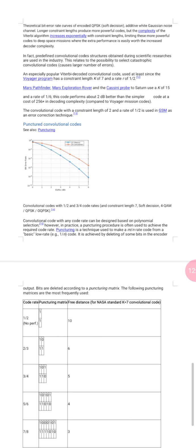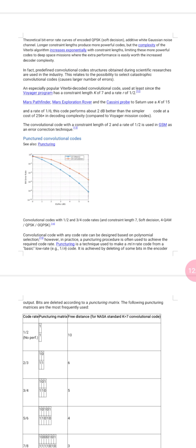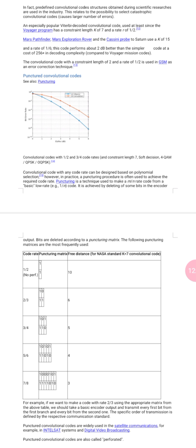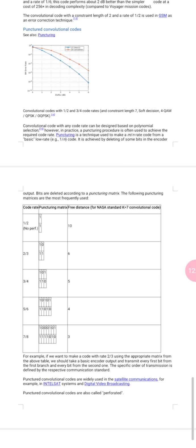Okay, what happened here? Puncturing. Convolutional codes with 1 by 2 and 3 by 4 code rates, constraint length 7, soft decision, 4 QAM, QPSK. Okay, a convolutional code with any code rate can be designed based on polynomial selection.